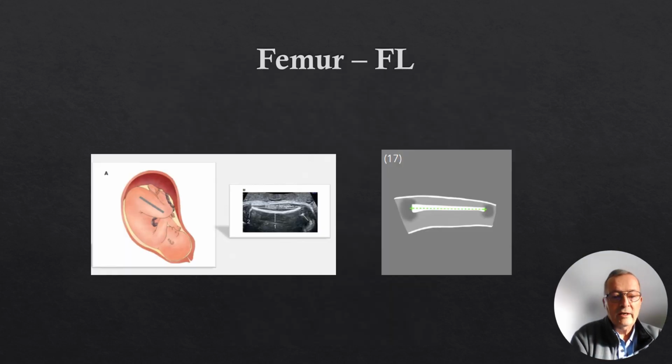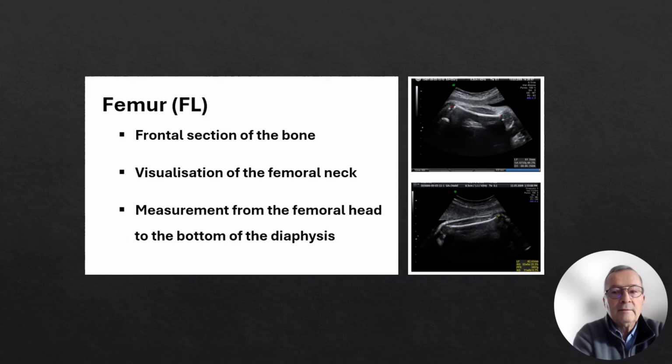Regarding the femur, as you can see in the image, it should occupy the entire width of the screen, going from one diaphysis to the other. The quality criteria for measuring the fetal femur is to obtain a frontal section of the bone, with visualization of the femoral head and measurement of the entire diaphysis down to the bottom.